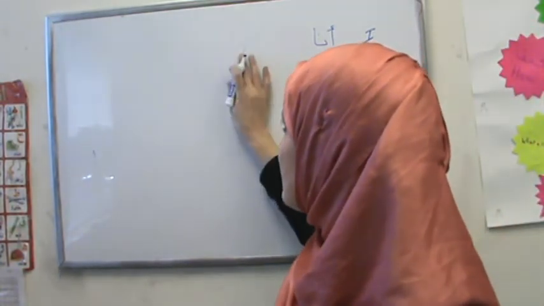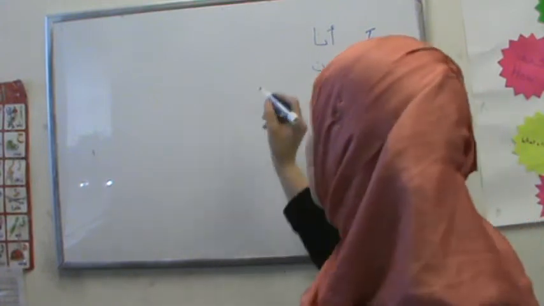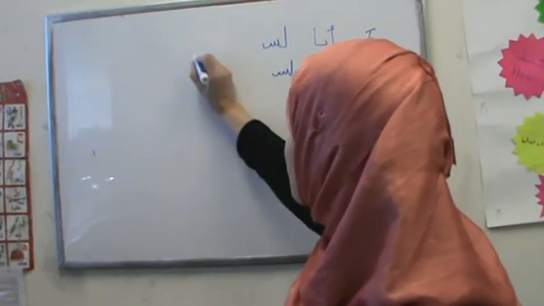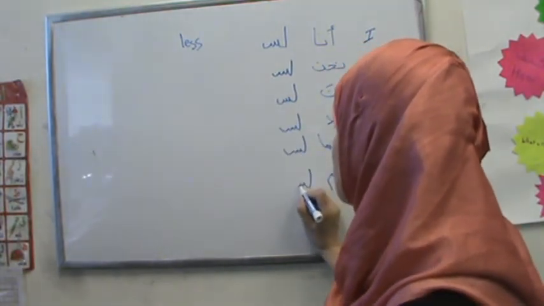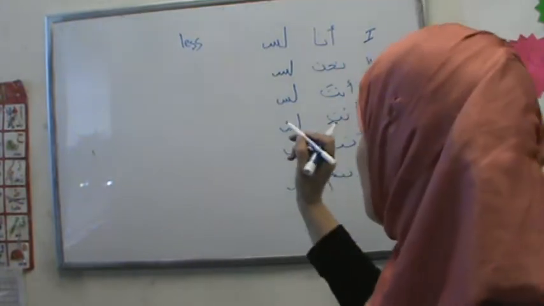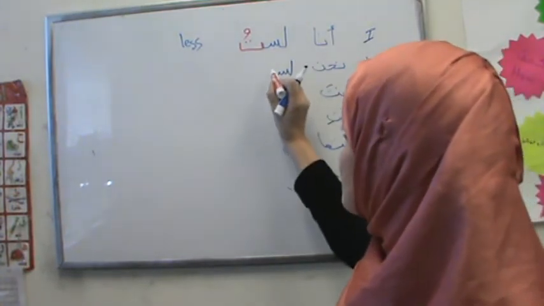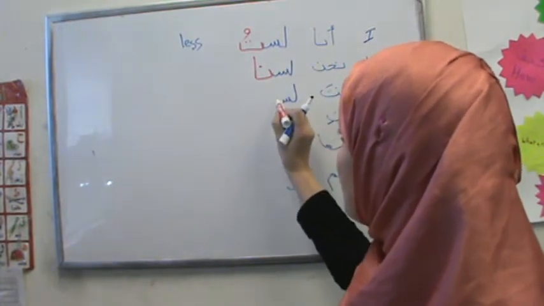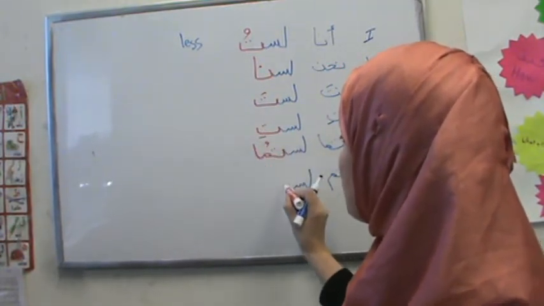And remember, we have laysa. What I do, I drop the ya on laysa, and if I drop the ya on laysa, it's going to become less, just like the less in English. And I add the suffix for the past tense. So: Ana, lestu; nahnu, lesna; enta, lesta; enti, lesti; entuma, lestuma; and entum, lestum.